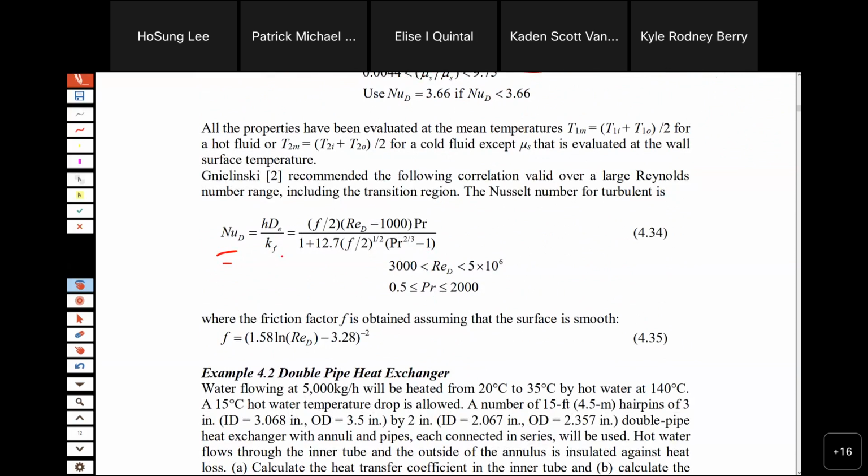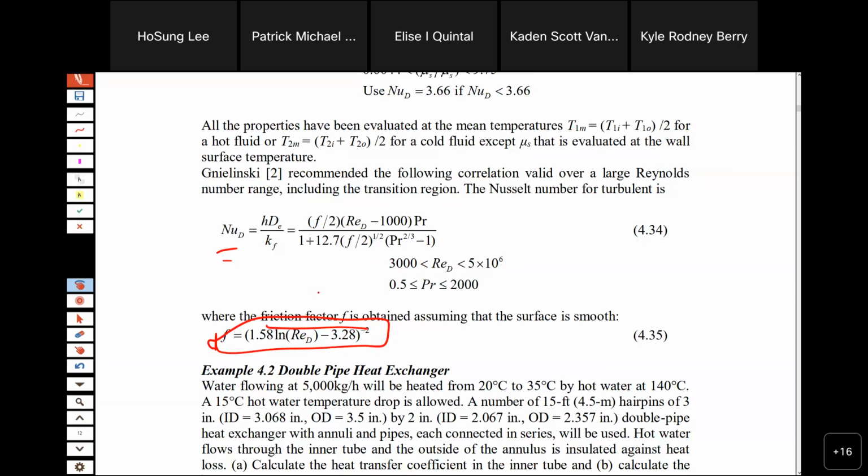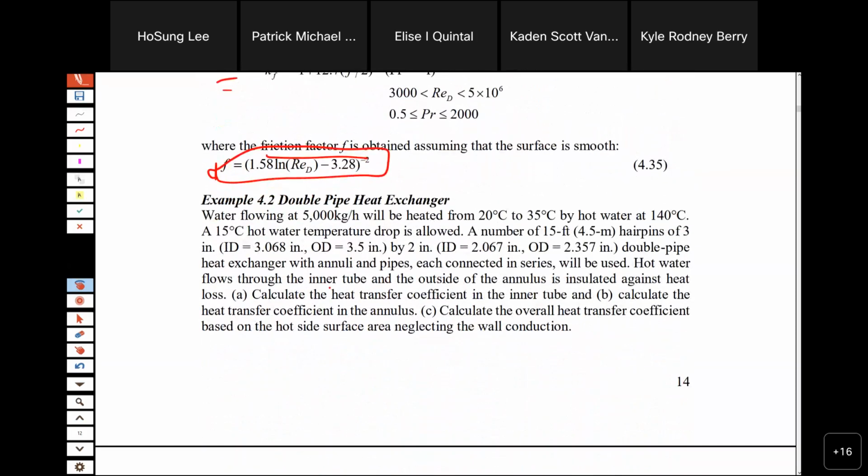Now, Nusselt number for turbulent, we have to use Reynolds number, Prandtl number, and F, friction factor. So is given. You have to use for turbulent.